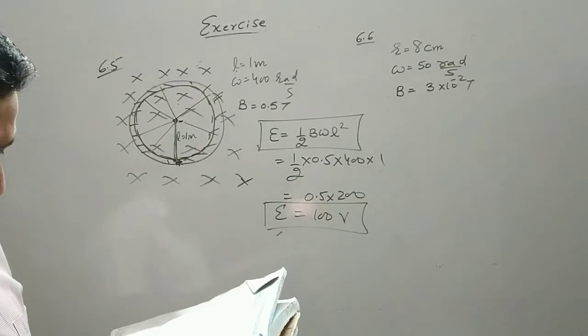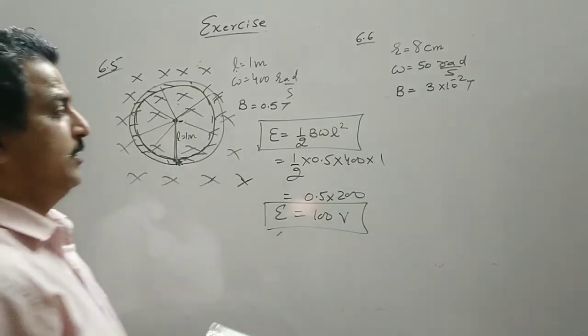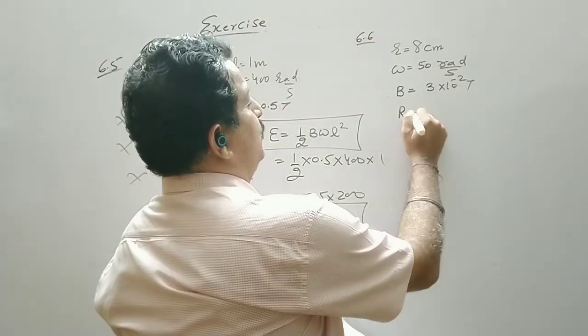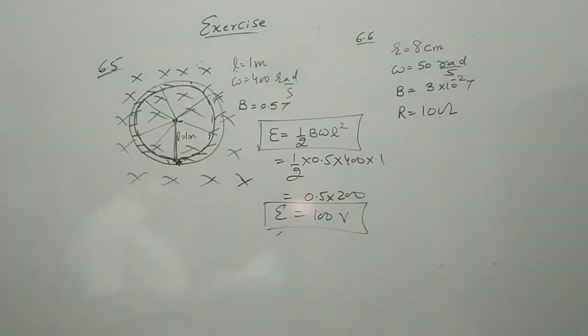Obtain the maximum and average EMF induced in the coil if the coil forms a closed loop of resistance R equal to 10 ohms. Calculate the maximum value of the current in the coil. Also calculate the average power loss due to Joule heating effect. Where does this power come from?